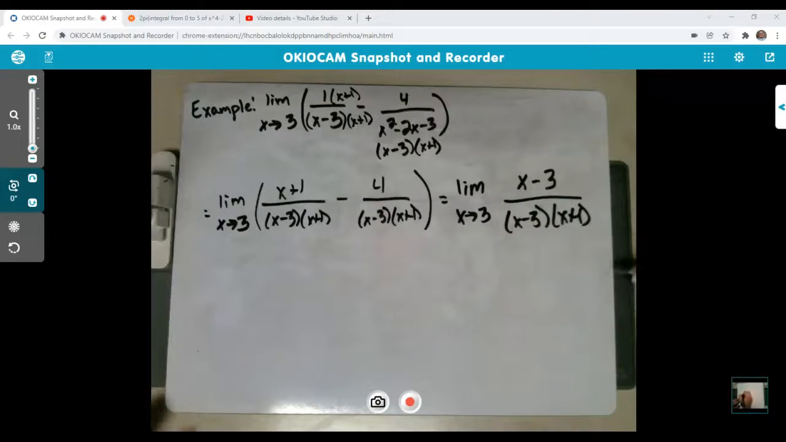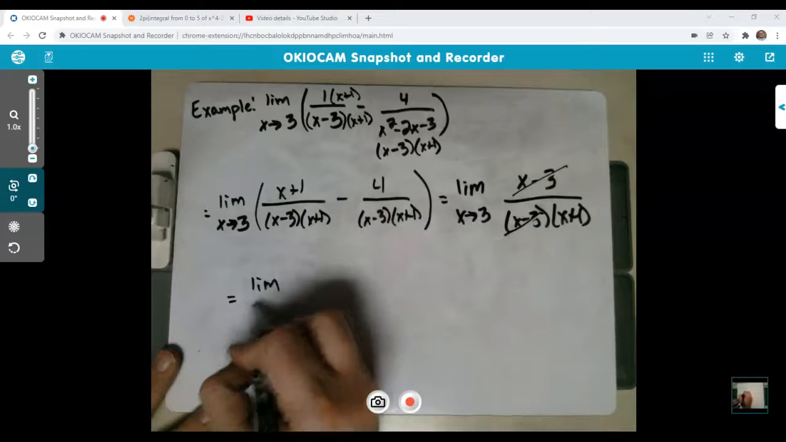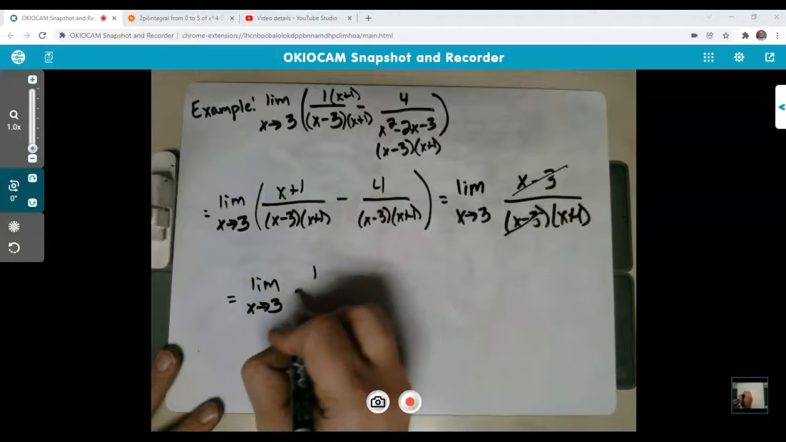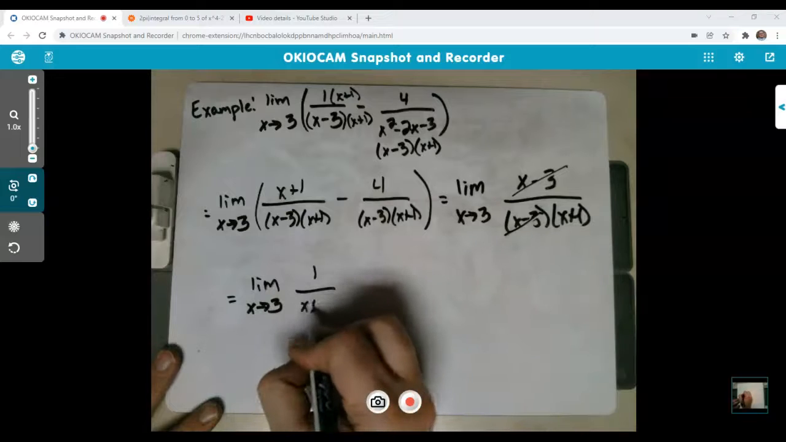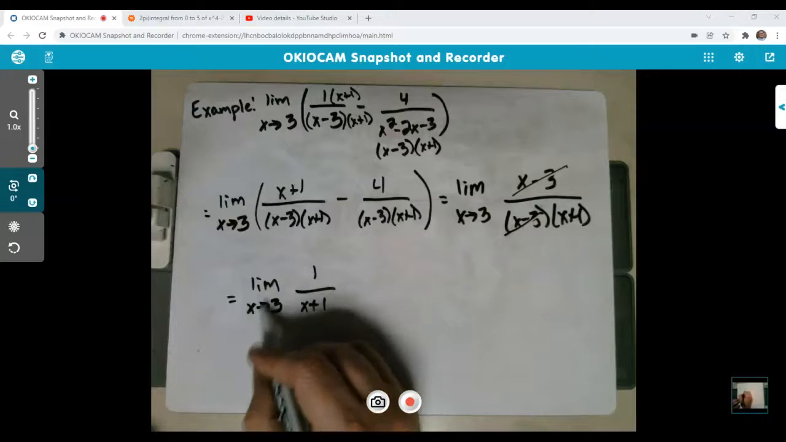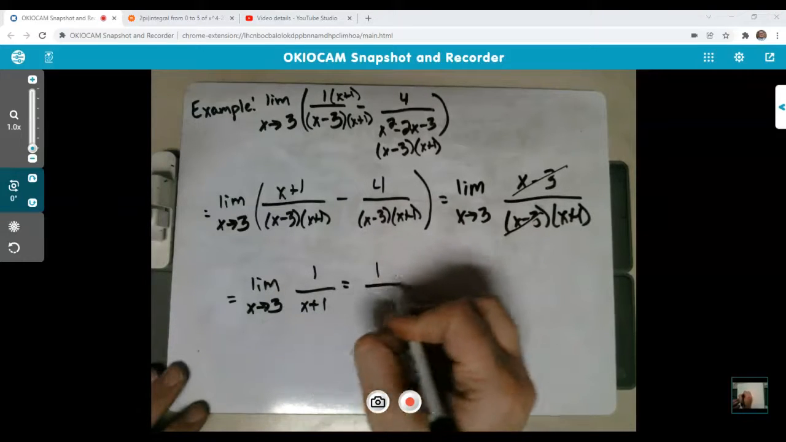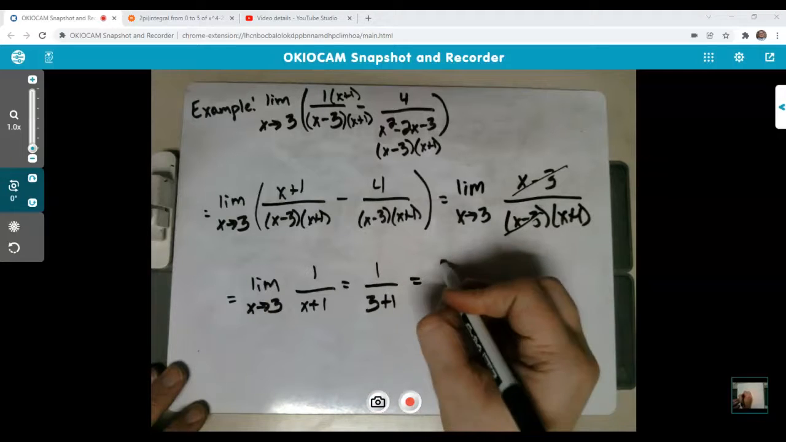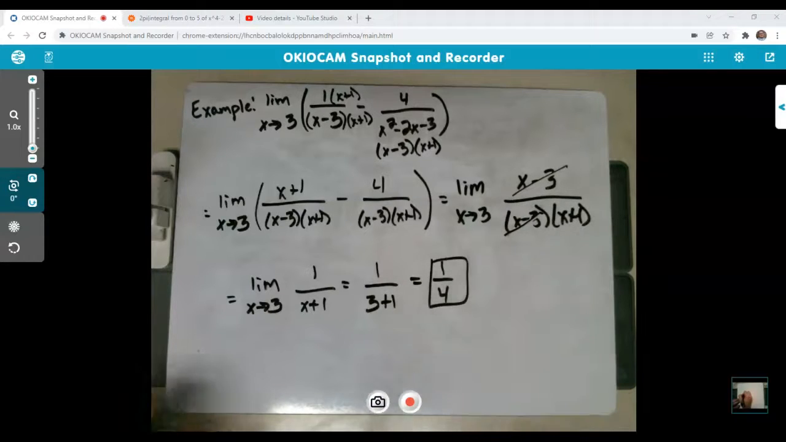And what's helpful about that is now the x minus 3's cancel out. So I just have the limit as x approaches 3 of 1 over, all I have left is x plus 1. So now I can plug in a 3 for x. So that's going to be 1 over 3 plus 1, and 3 plus 1 is 4. So 1 over 4 for that one. Again, a trick about all of these is just rewrite it until it is a form I can do. So we're just rewriting stuff as best as we can.